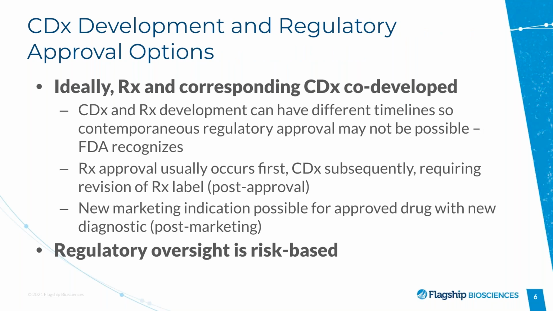Ideally, the therapeutic product and the corresponding companion diagnostic are co-developed, and they may start at the same time, but the speed as the drug development proceeds, for example, may differ later on compared to that of the companion diagnostic. Often contemporaneous regulatory approval of both may not be possible, and that is recognized by FDA. A common situation is that the approval of the therapeutic product usually occurs first, and then approval of the companion diagnostic takes place subsequently, potentially requiring revision of the label of the therapeutic product in the post-approval process.